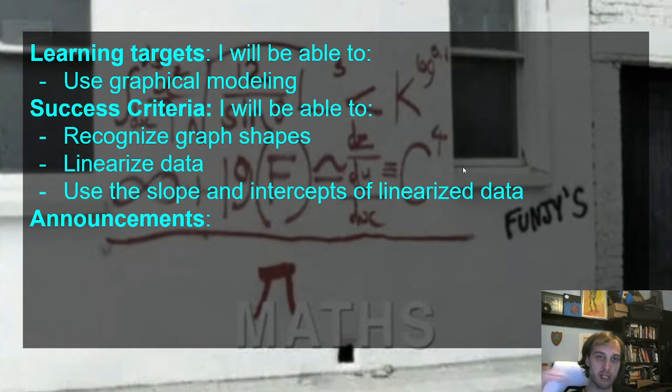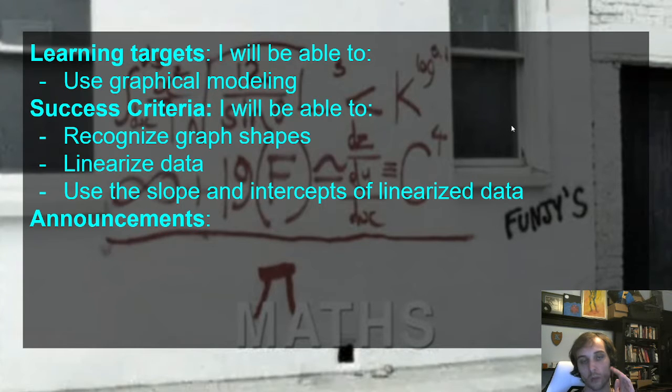So the big one is that hopefully you should be able to use graphical modeling to basically figure stuff out about a situation by hand. Ideally, in a perfect world, you're able to recognize graph shapes a little bit, and then take your data and realize how you're supposed to linearize it. A lot of that will just be playing around with it, seeing if it works. And then using the slope and intercept of linearized data to find the values that you're looking for.